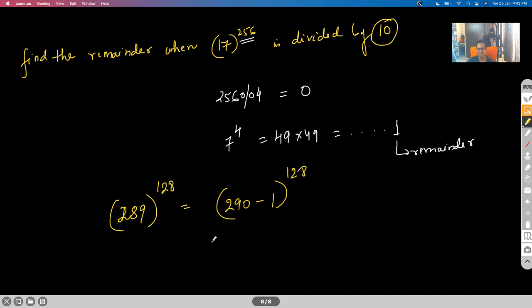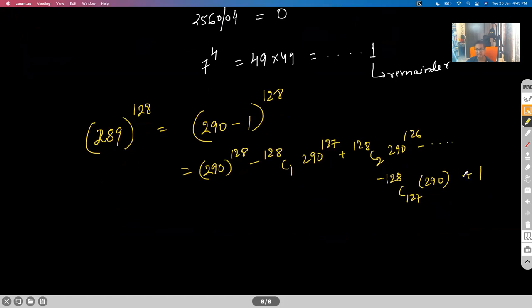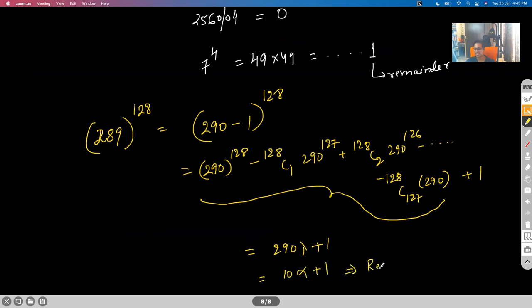And when you expand it, you get 290 to the power 128, minus 128 C1 290 to the power 127, plus 128 C2 290 to the power 126. The penultimate term would be negative 128 C127 times 290. And the last term will be 1. Remember, plus 1. Now the sign here matters. If it was a minus 1, things will change. How it will change, I'll tell you. Now all these terms till here will be a multiple of 290, and hence a multiple of 10. That means it will be some 10 alpha plus 1, which means the remainder is going to be 1 here again.